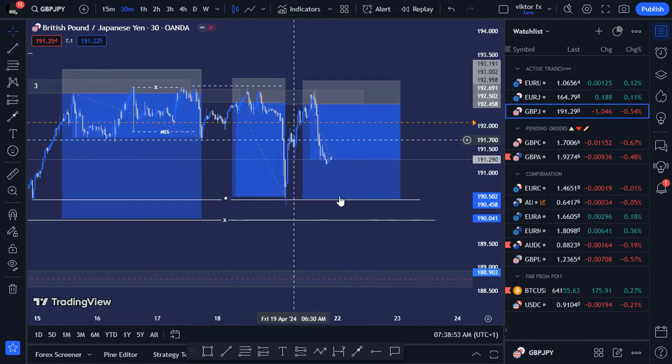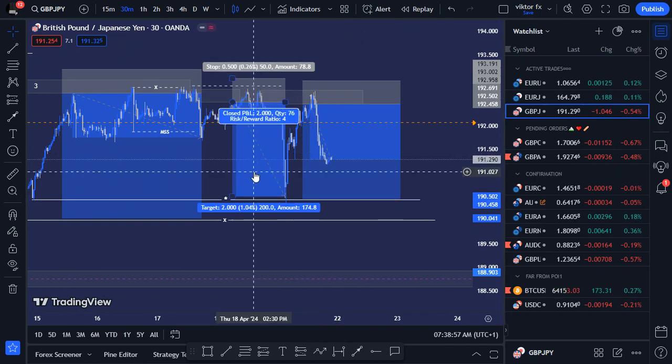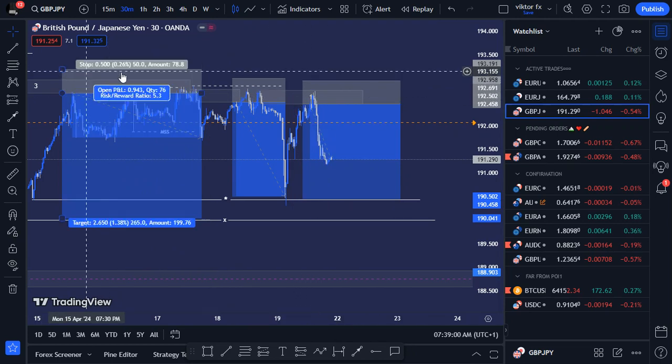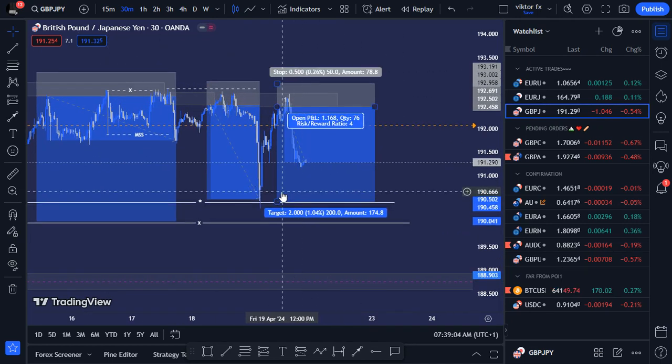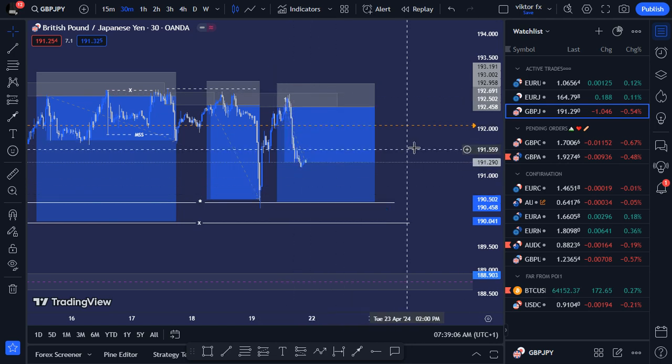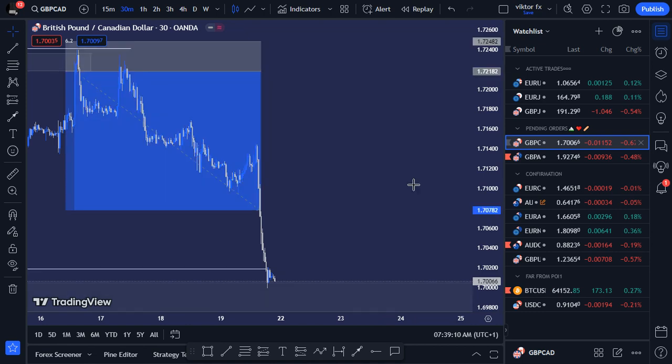I don't like closing my trades like that. I like to see them hit TP or SL. This one hit TP and has already secured the profit for this two-year trade. My target for this is 200 pips, stop loss 50 pips. Also GBP/CAD. I also hit TP on GBP/CAD last week.